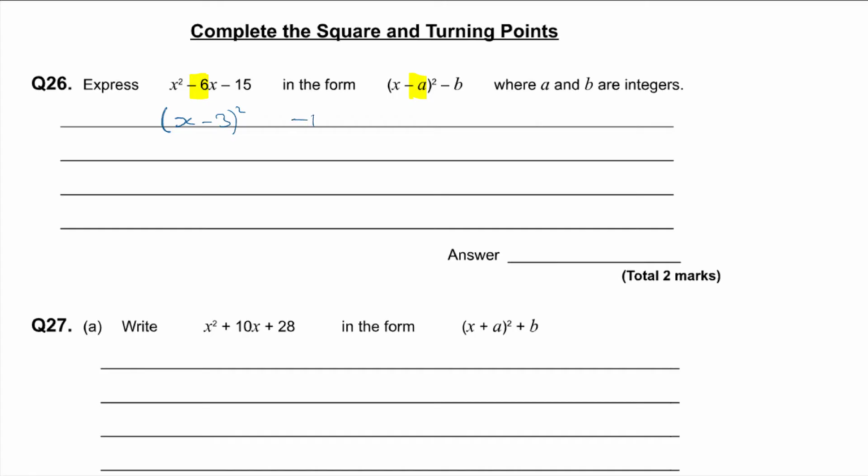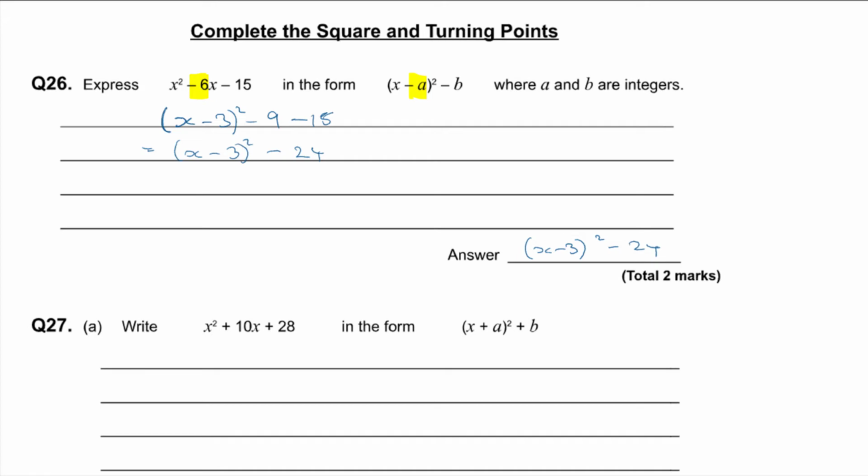Now I'm still going to have the minus 15, but I'm also going to get whatever I put at the end here, I'm going to square it and take away as well. Okay? So it's going to be x minus 3 all squared minus 9 minus 15. So what's that? x minus 3 all squared minus 24. Okay, so that's it. That's my answer. x minus 3 all squared minus 24.